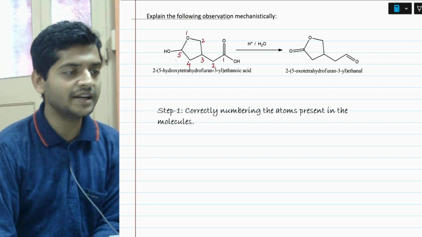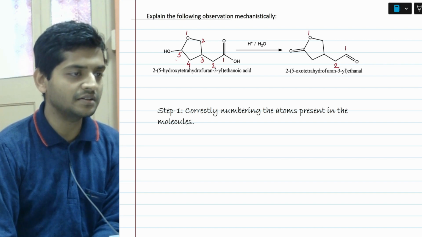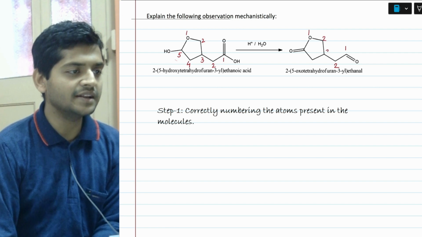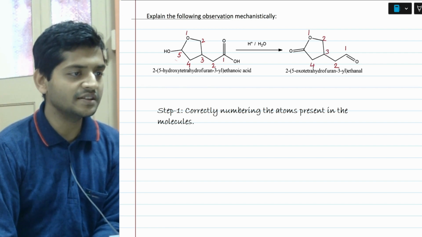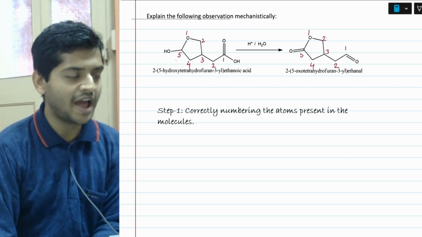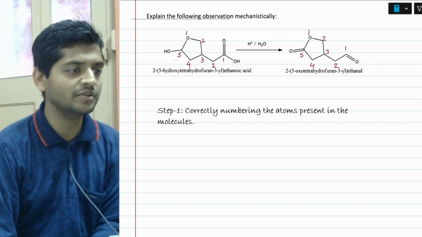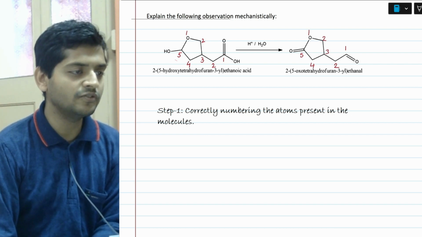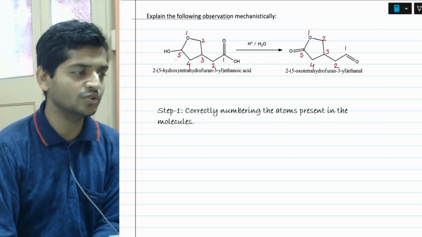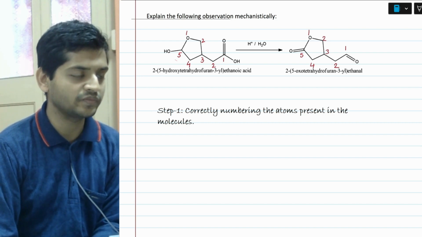Similarly, on the right hand side, the first carbon is the ethanal carbon, the second carbon is the carbon next to the ethanal carbon, that is the alpha carbon, and then we number the tetrahydrofuran ring considering the first atom as the oxygen atom, the second the next carbon, the third as the next carbon which is attached to the second carbon of the main chain, fourth and fifth carbon has the oxo group, that is the ketone group.